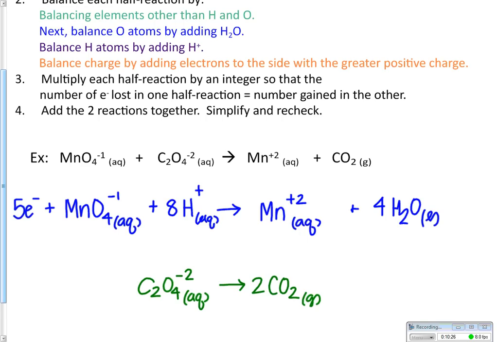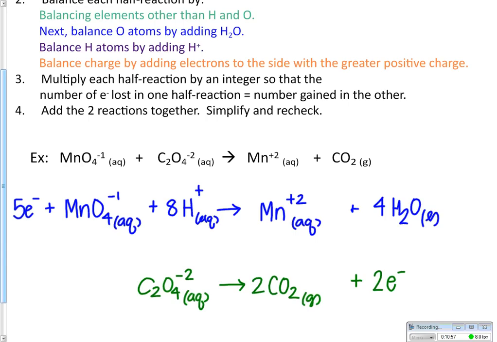The only thing that I have left now is to make sure that I balance my charge. So if you look at this green reaction, on this side you have a charge of -2 overall, and on the right-hand side you have a charge of 0. 0 is the greater positive charge, so I have to add 2 electrons to this side. Okay, so what we have now done is balanced individually each half reaction. So we're ready to move on to step 3.